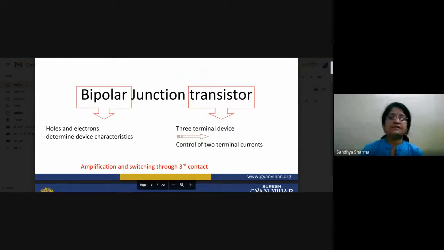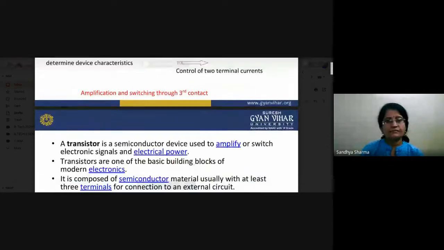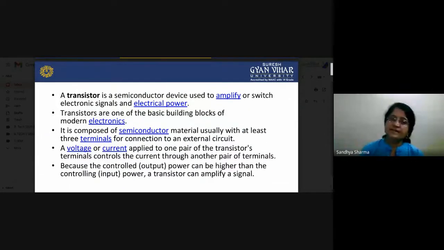And here the control is basically between two terminal currents. Whatever input signal we supply at the emitter section will be controlled at the collector terminal. So a transistor is a semiconductor device that is used to amplify any type of signals, or it can also work as a switch in electronic circuitry. Transistors are a very important device for any type of electronic circuitry.